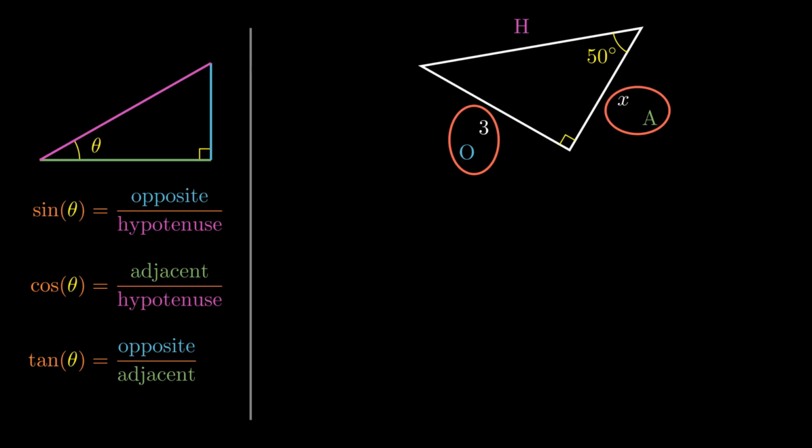So on the left, we find which machine relates opposite with adjacent, and that's tan. And so that's the machine we'll choose. Once again, we need to feed it the angle we're given, so the 50 degrees this time, and be very aware of who goes upstairs and who goes downstairs. So tan always puts opposite on top, so the 3 goes up there, while adjacent goes on the bottom, so x goes there.